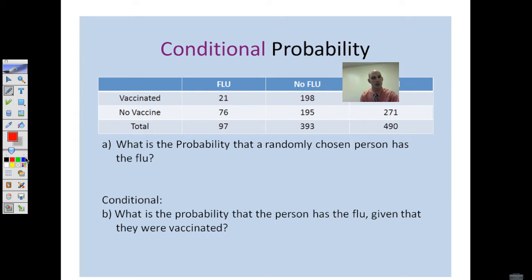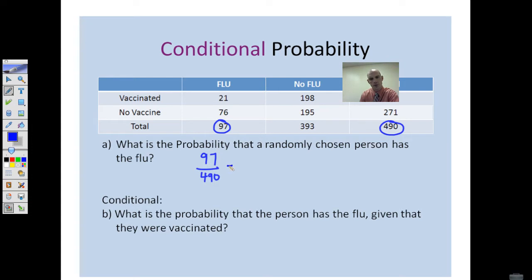What we're doing when we're doing conditional probability is we're asking specific questions based on criteria. So in the first question we're saying, what's the probability that a randomly chosen person has the flu? We're saying out of those surveyed or out of those kept track of. So we're going to be out of the total of everybody, 490. Of those, how many got the flu? Well, 97 of them got the flu. We haven't put any other conditions on it other than the fact that they need to have the flu and be from our sample set.